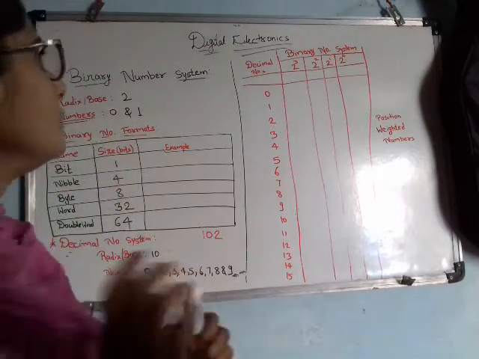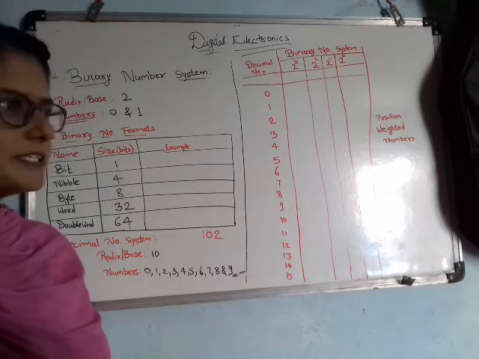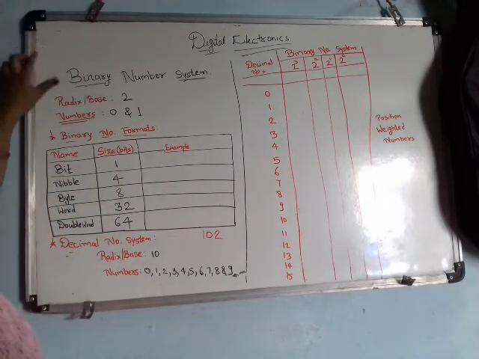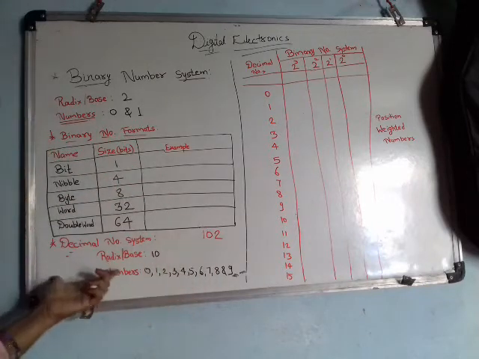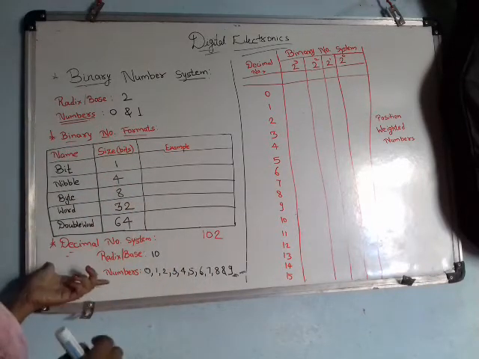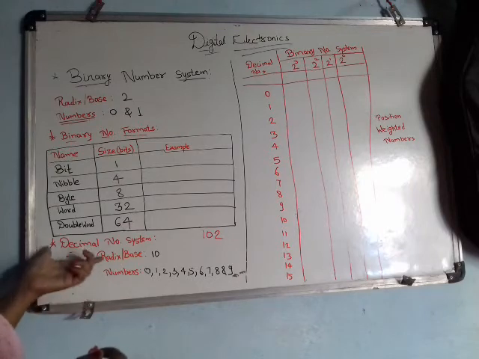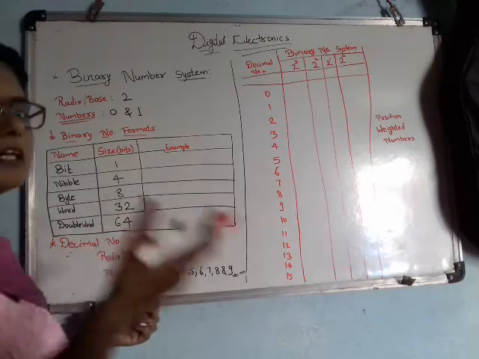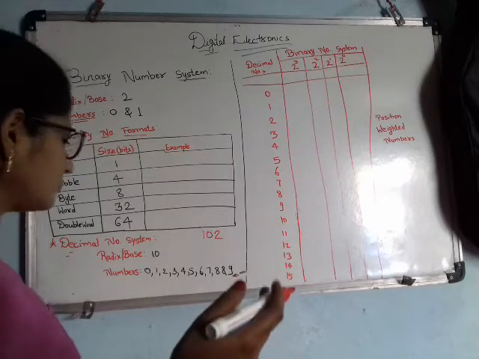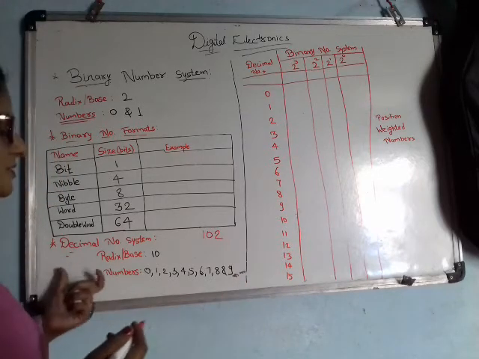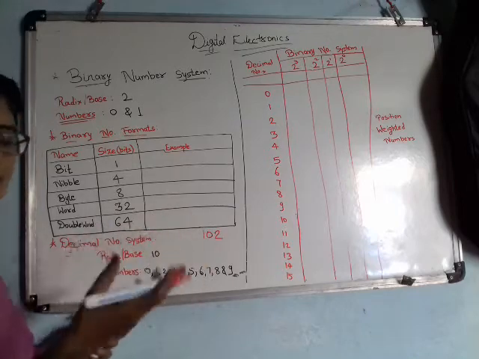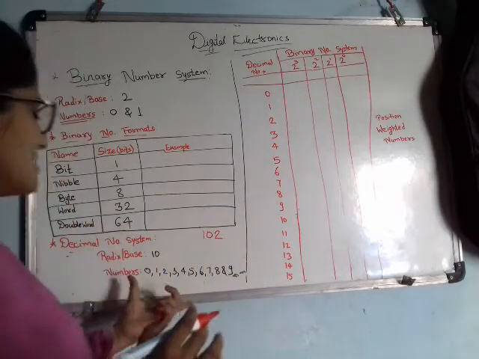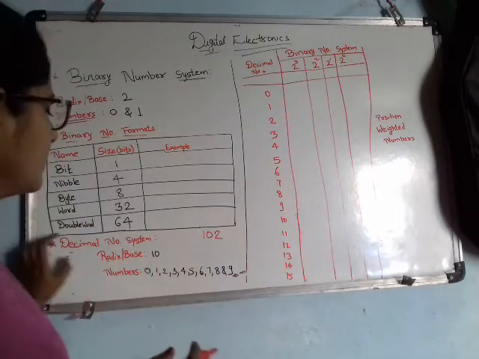Viewers, today we will study the binary number system. Before studying the binary number system, we have to go through the decimal number system, which is the number system that we use in our regular life. It consists of the numbers 0, 1, 2, 3, 4, 5, 6, 7, 8 and 9, all the numbers that we use in our regular life.